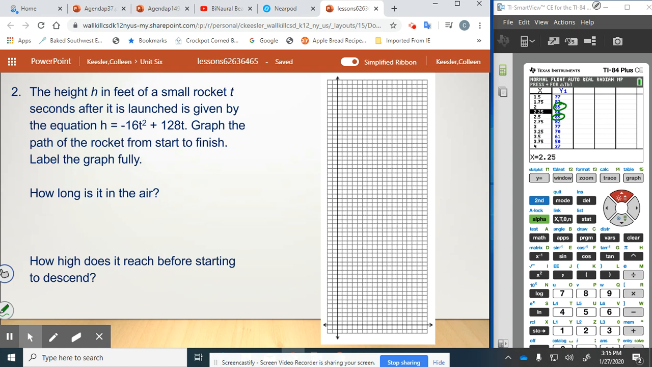All right, so I might get a little dizzy graphing this because there's some tiny, tiny boxes going on here. But we have to remember again that this is time.